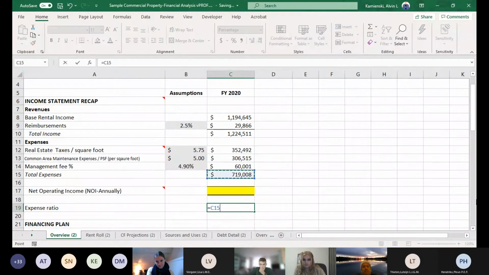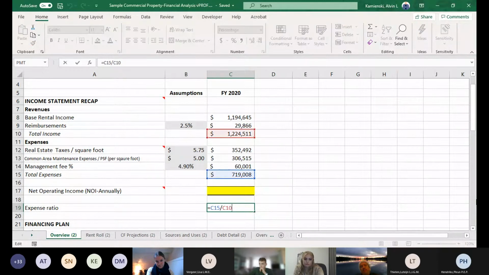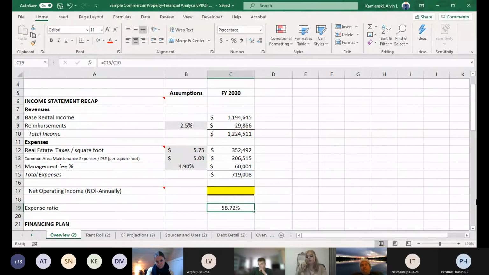So our expense ratio would be total expenses divided by total income, where I could then say to you, how expensive is this building to run? It costs me about 59 cents to generate every $1 in rental income. That's my expense ratio. It costs me about 59 cents to operate and generate every $1 in our revenues.